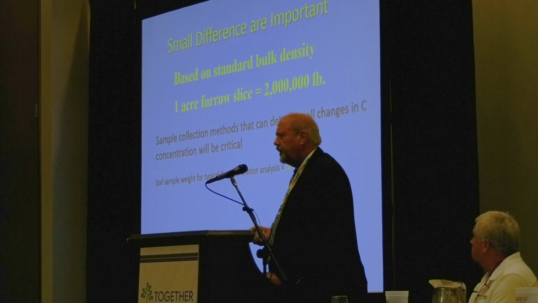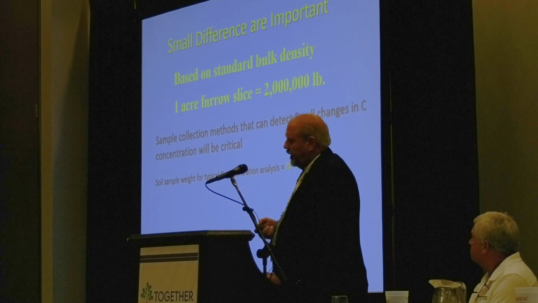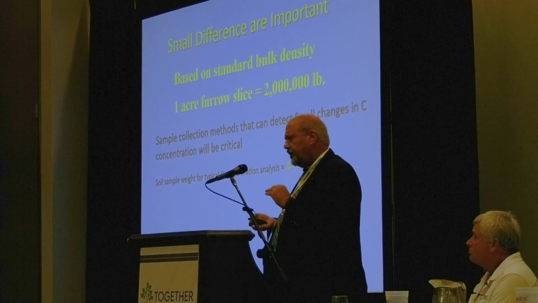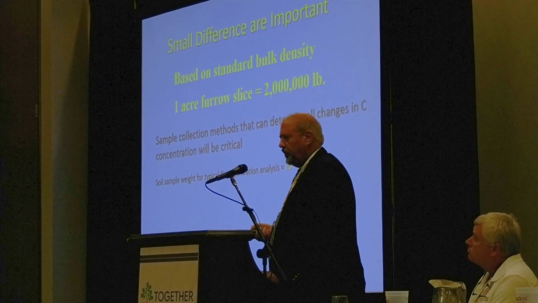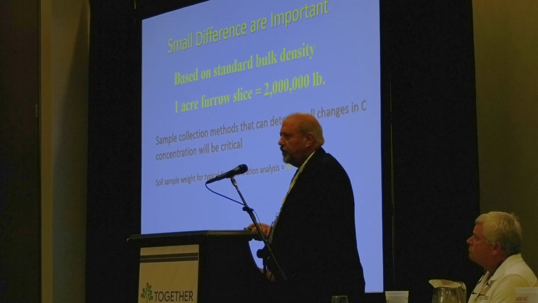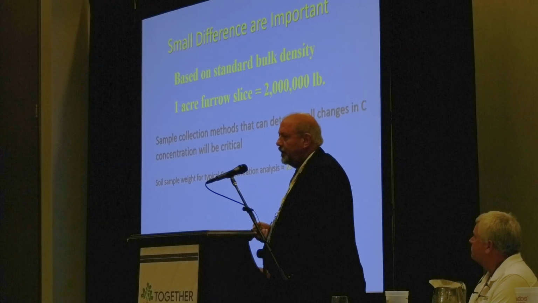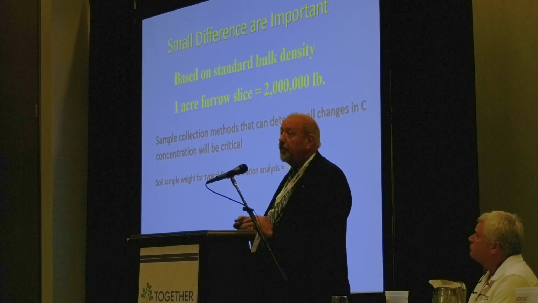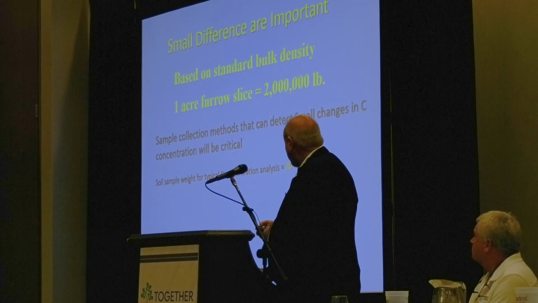So some of the things to remember is that small changes are important. If you look at an acre furrow slice, an acre of land 6 inches deep, that's a standard bulk density, that's 2 million pounds. When you multiply anything by 2 million, you don't have to have a very big change in that soil carbon to have a big number that you're looking at.